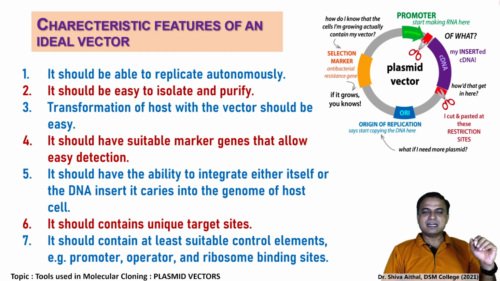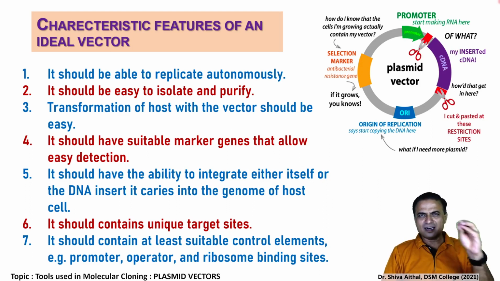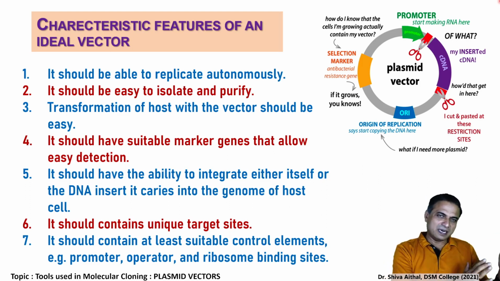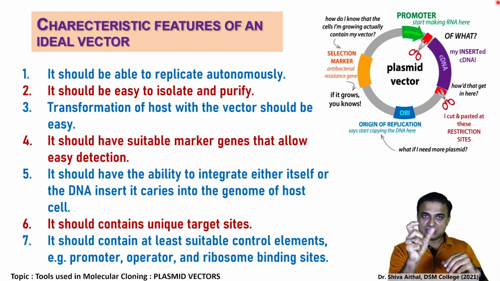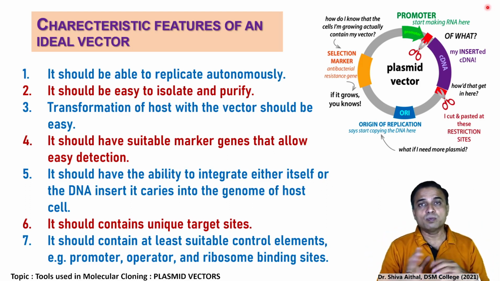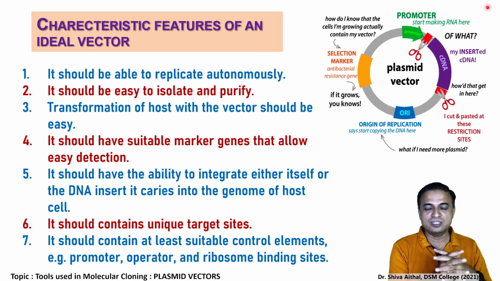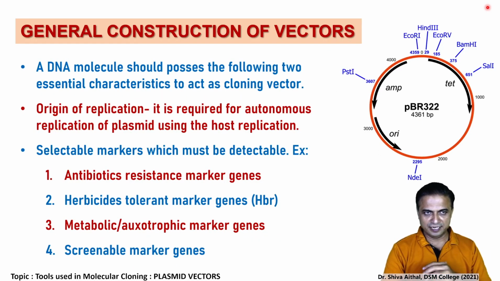And finally, it should contain suitable control elements like promoter, operator, the ribosome binding sites, which will regulate the quantity, concentration of the RNA as well as the proteins which are synthesized using this complementary DNA. So seventhly, it should contain the basic controllable elements like promoter, operator, ribosome binding sites, then maybe the rho-dependent, rho-independent type of termination sequences which will result in a stem and loop type of configuration which regulate the protein synthesis, and so on and so forth. These are the features which are needed.